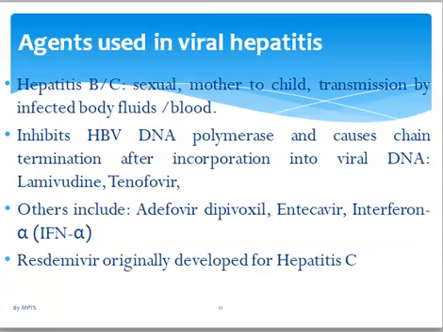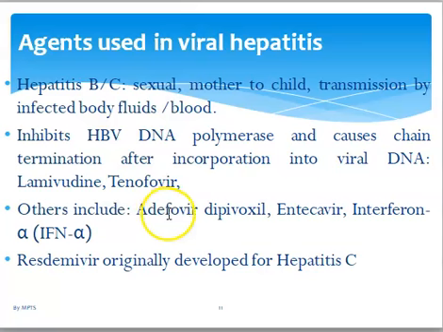Let us look briefly at the agents which are used in viral hepatitis. Of course, we know hepatitis B and then C. These can be transmitted sexually, mother-to-child, and of course through infected body fluids. They inhibit hepatitis B virus DNA polymerase and cause chain termination after incorporation into the viral DNA. Lamivudine and tenofovir are the common ones which are used.